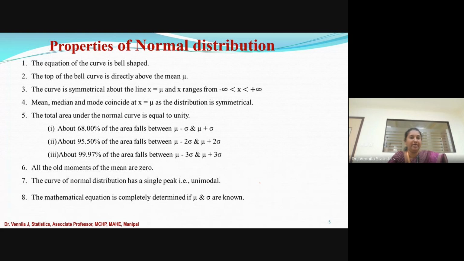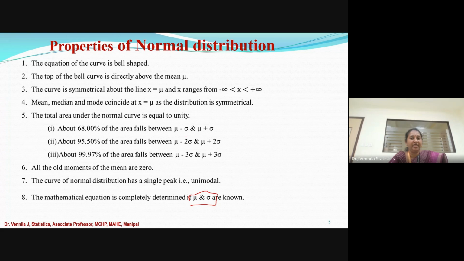Okay, that top value p of x is there, both sides are equal, the range of probability is there, the x and y value will never touch, that is asymptotic, we have only one mode, that is unimodal, and the parameters are obviously mu and sigma, that you know that.